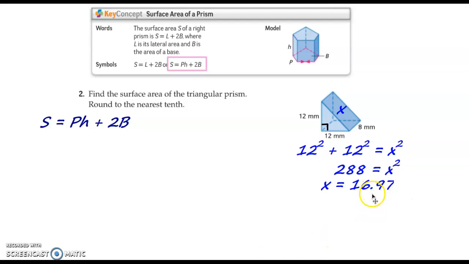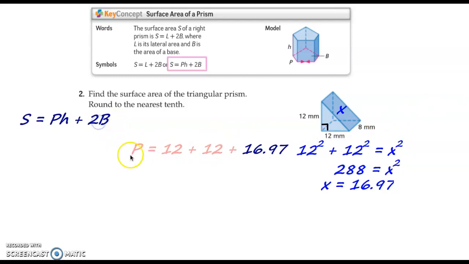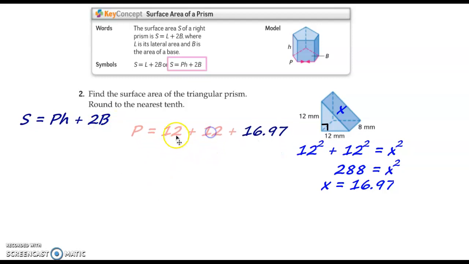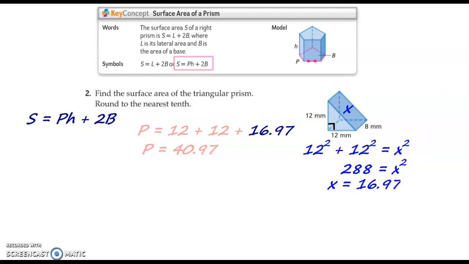Now that I know the length of x, I can use that to find the perimeter of that triangular base. So if I go ahead to find the perimeter, I just need to add up all the sides. So 2 of the sides were 12, so 12 plus the 16.97. When I add those together, I get a perimeter of 40.97, or 40 and 97/100. I also know that the height of the prism was 8 millimeters.